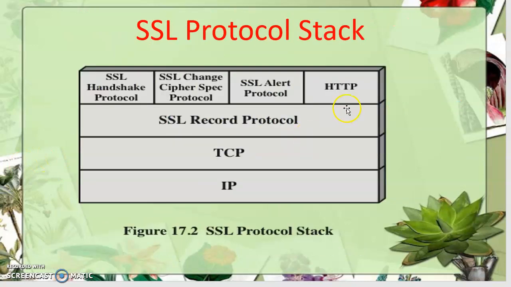This is the structure of the SSL stack. In the network layer we have the internet protocol, and above that we have the transport layer, in which we have TCP or UDP. Above that we have the SSL record protocol, and then the SSL handshake protocol, SSL change cipher specification protocol, SSL alert protocol, and HTTP.